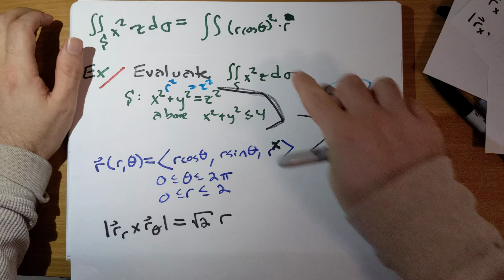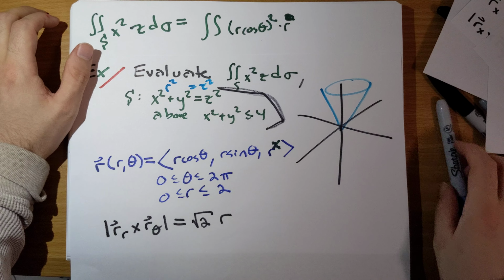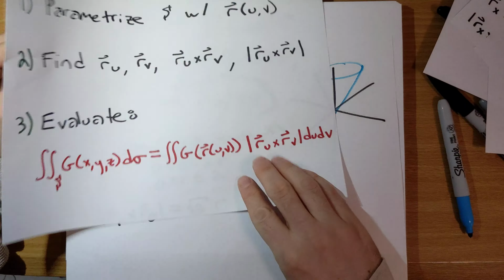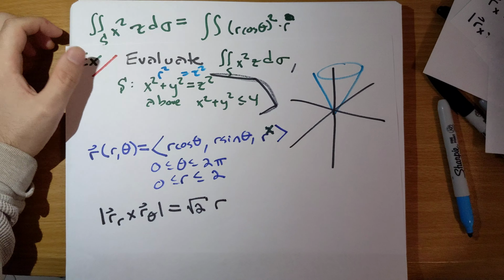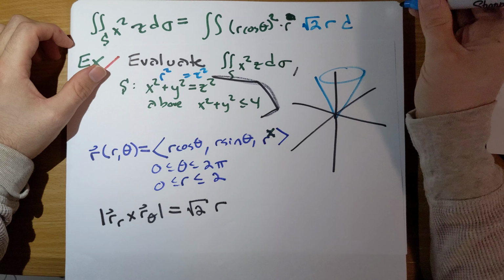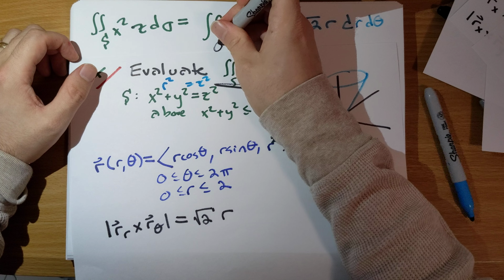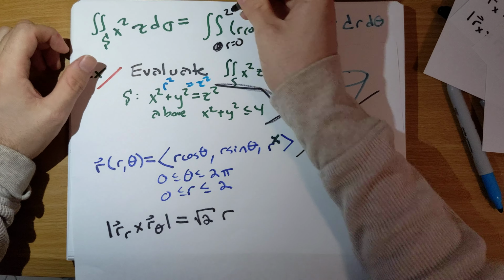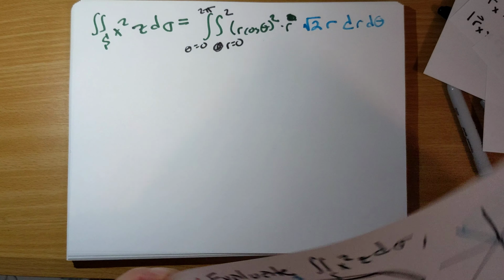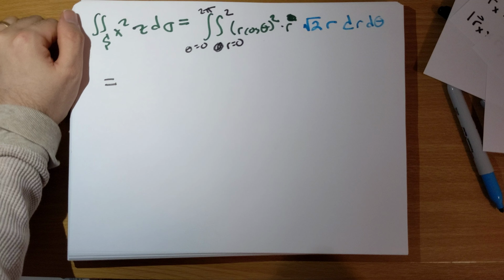Everything else here is okay. So x squared times r. And then we throw in the factor of the magnitude of the cross product, so square root 2r dr d theta. And don't forget to include the bounds here, that r runs from 0 to 2, and theta runs from 0 to 2 pi. And so our scalar surface integral, we put it down into this relatively easy to evaluate double integral here.